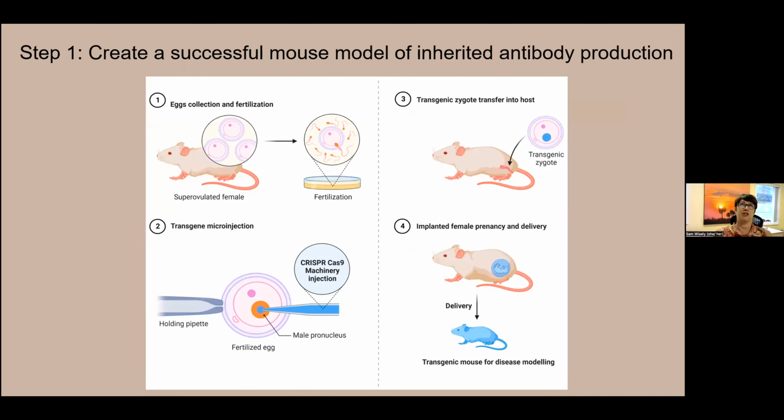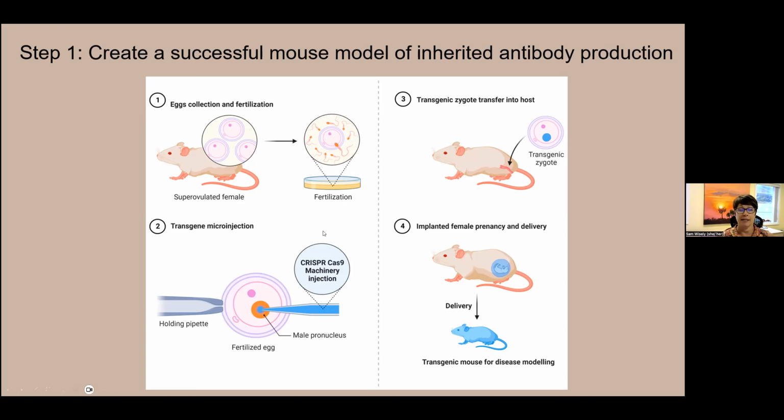So the next three slides are really three very simplified steps of how U.S. Fish and Wildlife Service is going about conducting experiments to see if this might be a feasible approach for black-footed ferrets. And so the first thing that they've done is to work on creating a successful mouse model of inherited antibody production. So in order to do that, you have to be able to clone individuals. That's the basis for creating any transgenic animal. So a transgenic animal is something that has a modified genome.